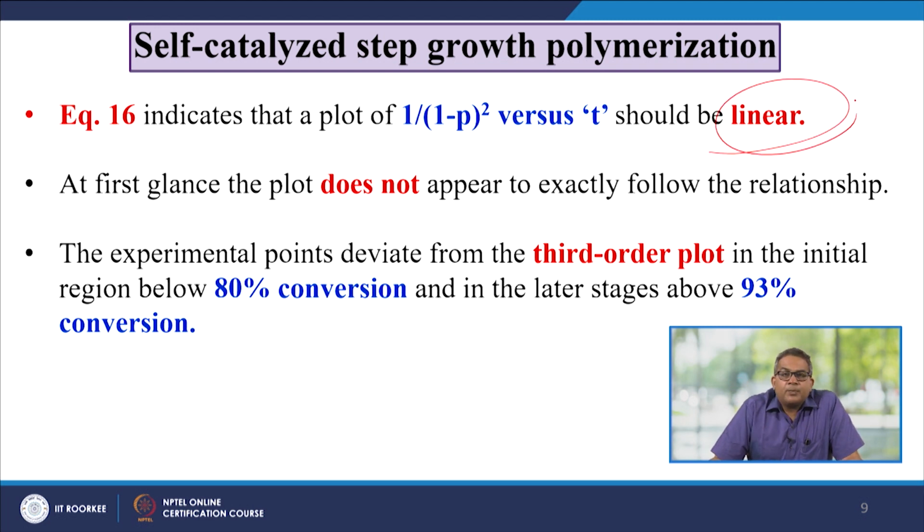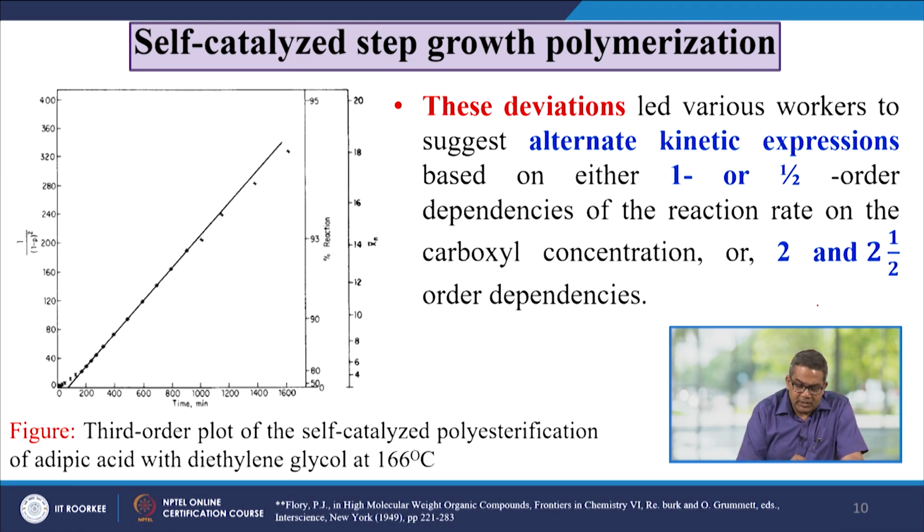At first glance the plot does not appear to follow the relationship exactly. The experimental points deviate from the third order plot in the initial region, below 80% conversion, and in the later stage, above 93% conversion. This is the plot. This deviation led various workers to suggest alternate kinetic expressions based on either one and a half order dependencies on the reaction rate and the carboxyl concentration, or two and a half order dependencies.